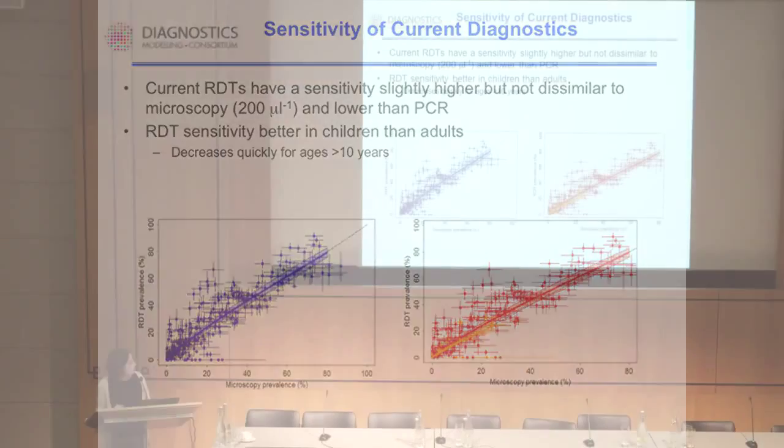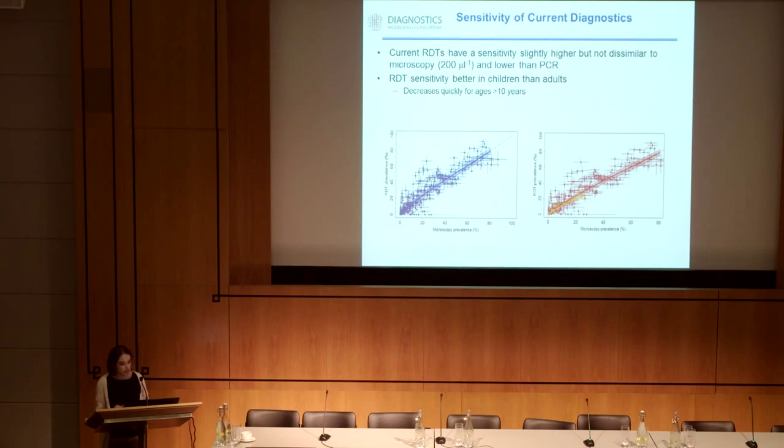And what we found, the graph on the left shows, again, the microscopy prevalence on the x-axis and the RDT prevalence on the y-axis. This is from a very large sample, majority children under 5 across Africa, because this is now done at a population level in many of the DHS surveys. You can see the dotted line showing the line of equality. So pretty much RDTs have a sensitivity that's very slightly higher, but not dissimilar to microscopy.